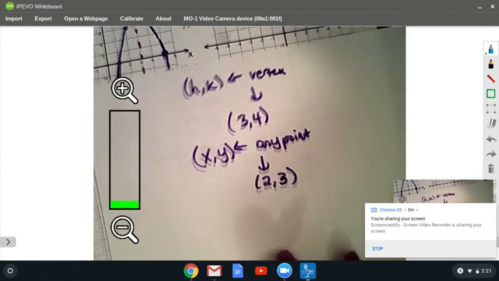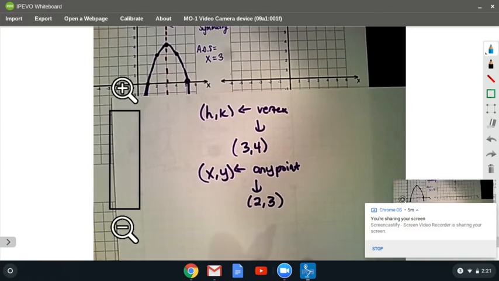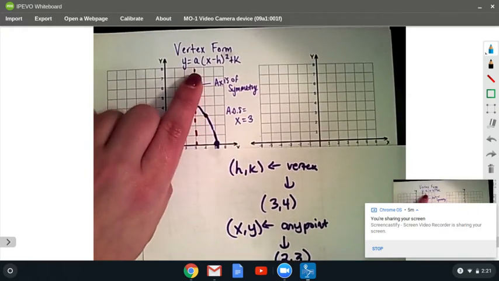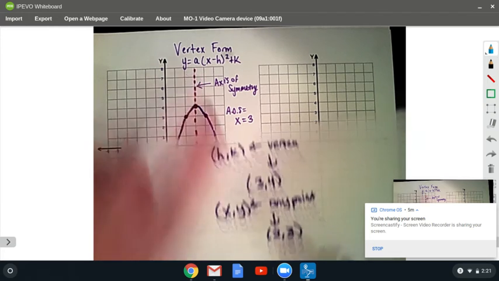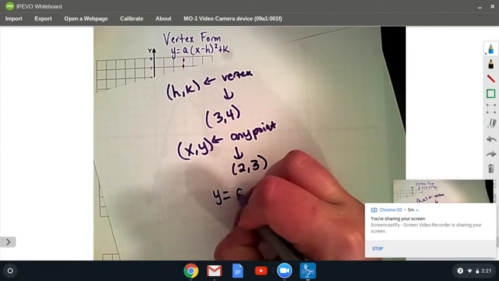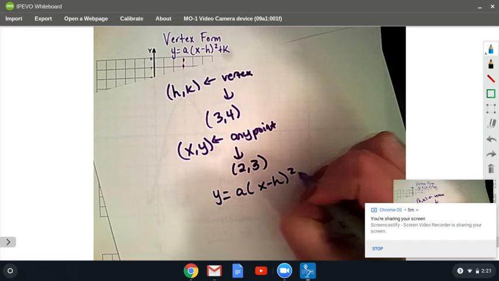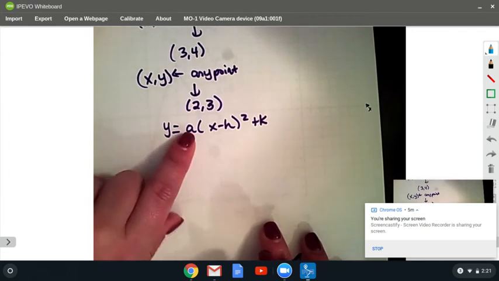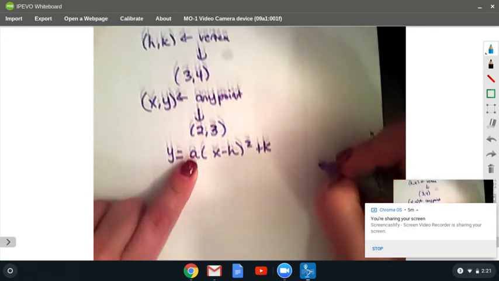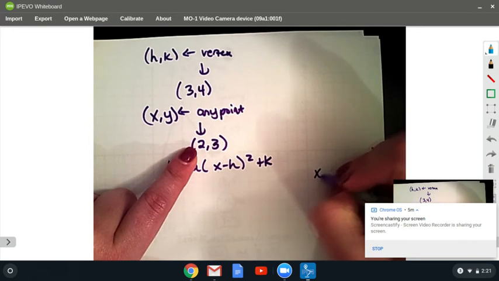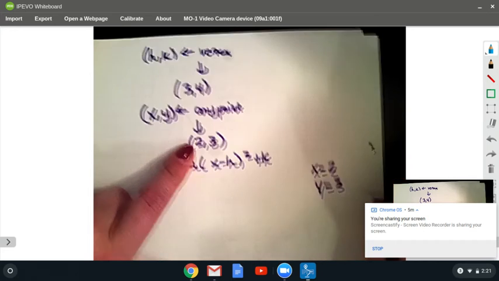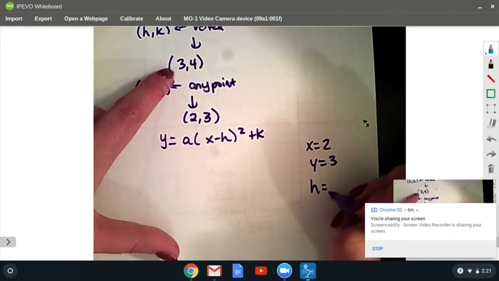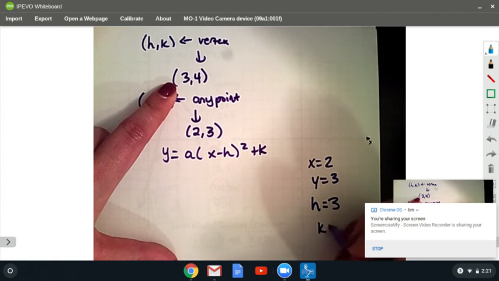Okay. And now I can use these points to solve for a, because that's the only thing I'm missing here. So in the equation, y equals a times (x - h) squared plus k, the only thing I don't know is my a. So I've said now that I have an (x, y), so x is 2, y is 3. I have an (h, k), h is 3, k is 4.